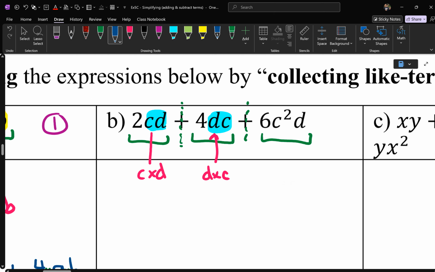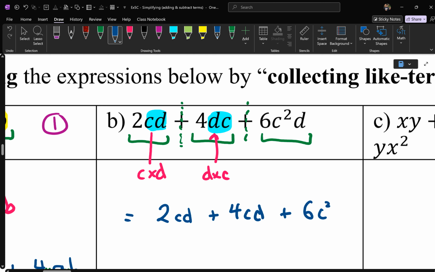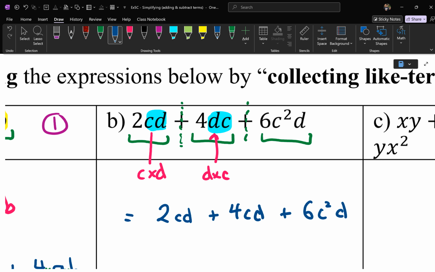That's why you can write it like this now. If it helps you to visualize, you can write it as 2CD plus, and if the DC is confusing you, just convert it. Right? 4CD. There's nothing wrong. You can swap the order yourself. Absolutely fine to swap the order. Whereas this one, yes, they have a C and a D, but what's different about this group and the other two groups? That's right. This has a square, so that's why it's different.